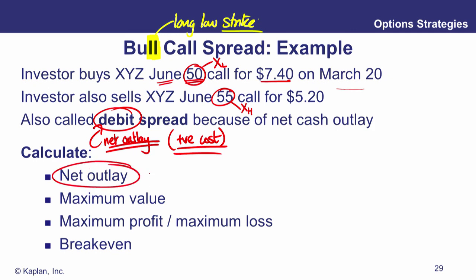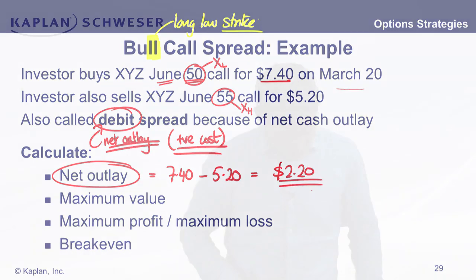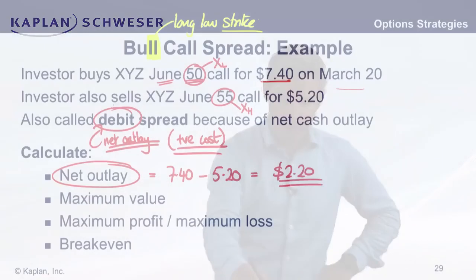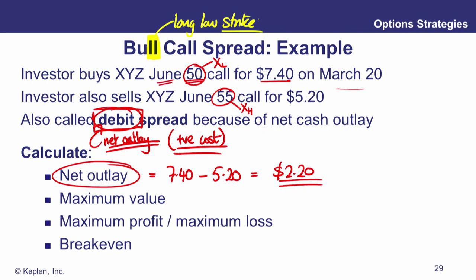Simply, you're paying $7.40 for the low strike call, and you're bringing in $5.20 for the high strike call. So rather trivially, your net outlay here is $2.20. Now the trick with both these bull and bear spreads is as follows. If you've got a debit spread, in other words, if you're paying to enter the spread, which you should be able to tell through the analysis that we're already aware of.